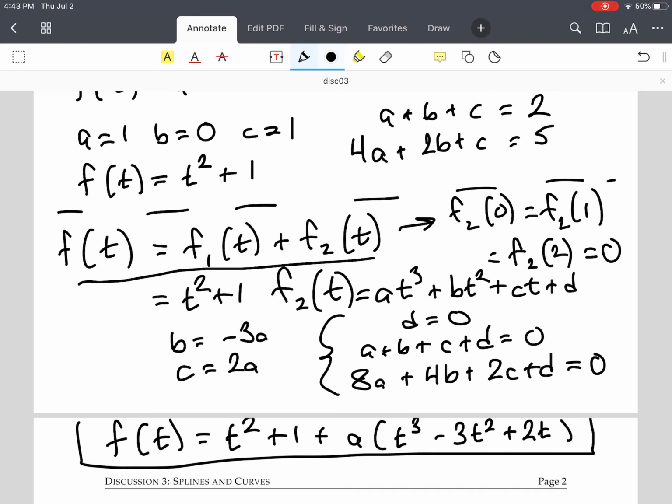Okay? So the key here is plugging it in, getting a system of equations, solving, but always keep in mind, for a degree d polynomial, we need d plus 1 points to find a unique solution.